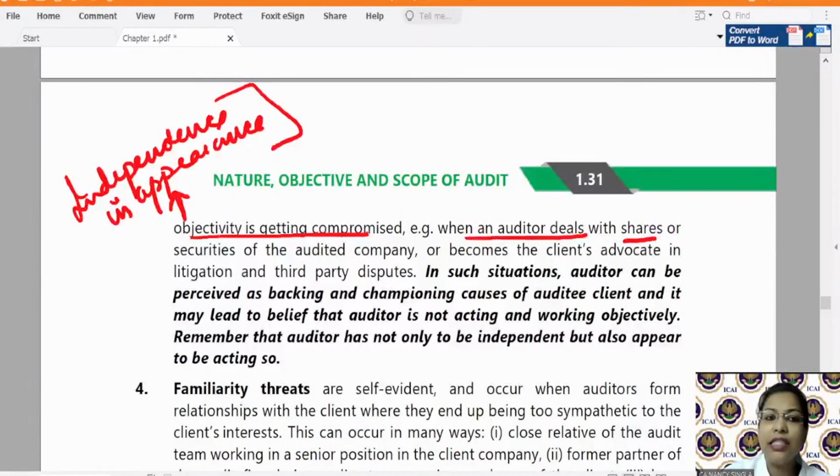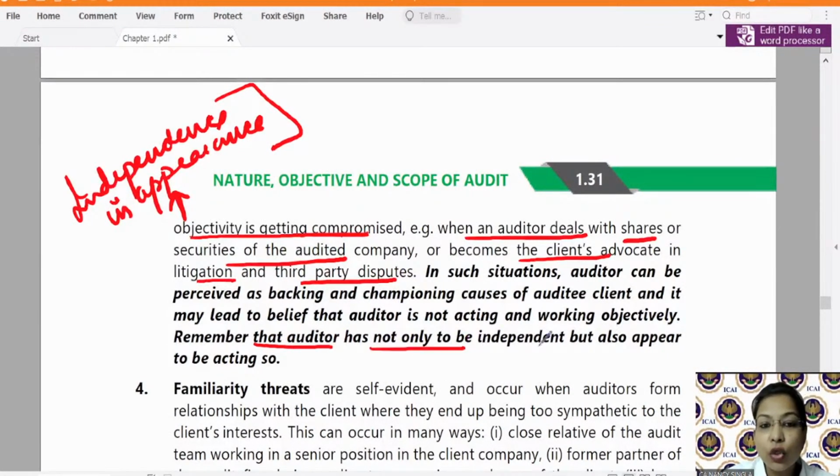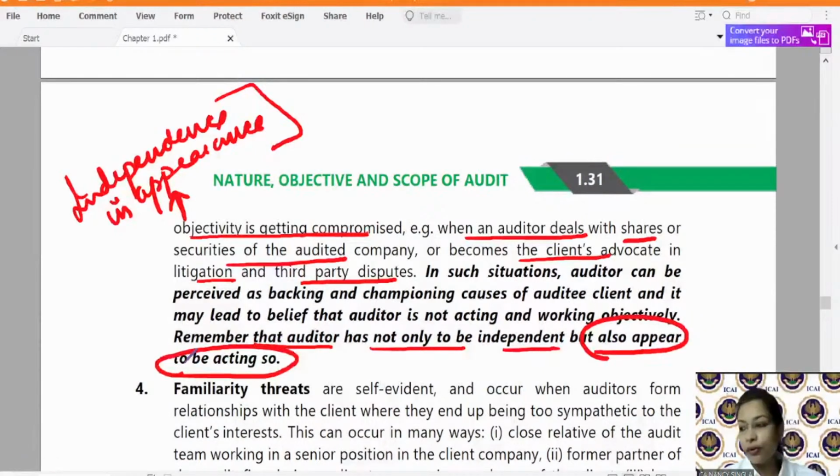Example, when the auditor deals with shares or securities of the audited company. Let's say the auditor is helping the client organization in the issue of shares, promoting the shares or securities of the audited company, or becomes the client's advocate in litigation or a third party dispute. So this should not happen. Remember that the auditor has not only to be independent but also appear to be acting so. So Yatiraj, the auditor needs to avoid such situations.